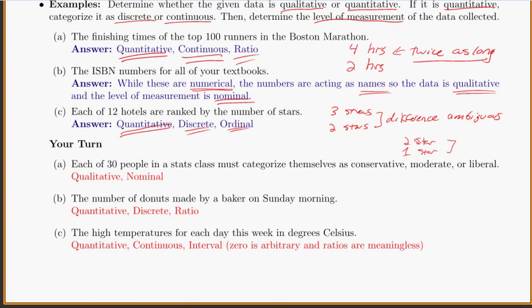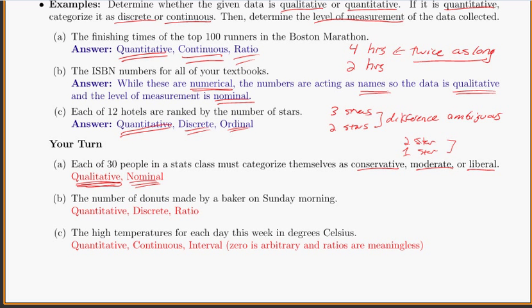So for the your turn, suppose I have 30 people in stats class. They must categorize themselves as conservative, moderate, or liberal. So they all write this down on a piece of paper, hand it to you. What you have, the data there is qualitative, right? It's just something that describes their political category. Now, if you were counting how many conservatives, how many moderates, how many liberals, then suddenly it would be quantitative. But since it is the actual names of their political affiliations, then it is qualitative, and by default, the level of measurement is nominal. Right?